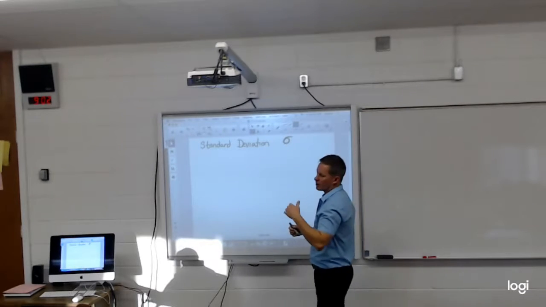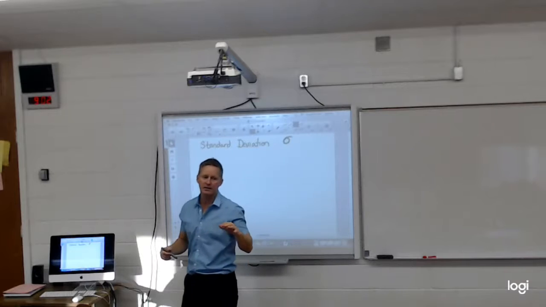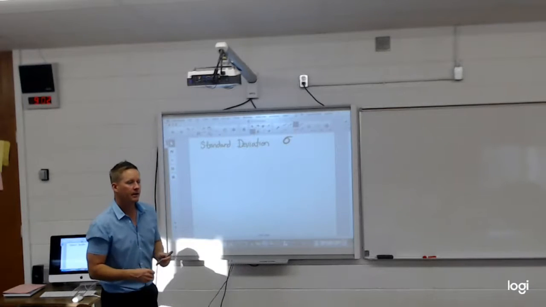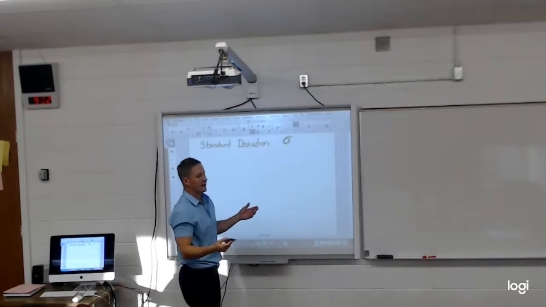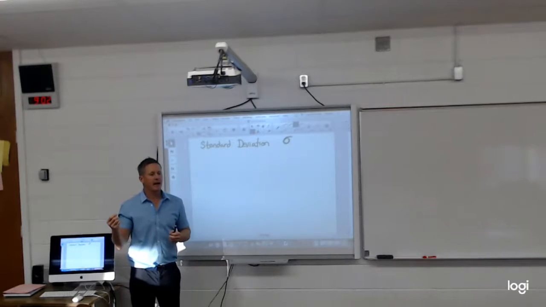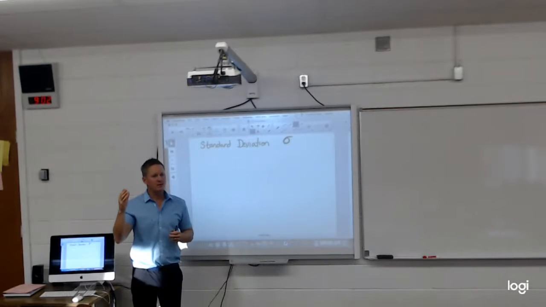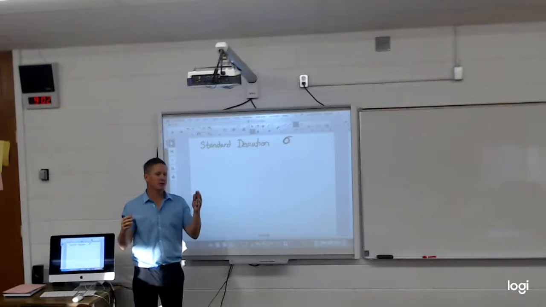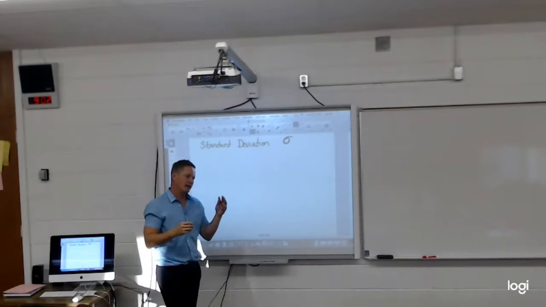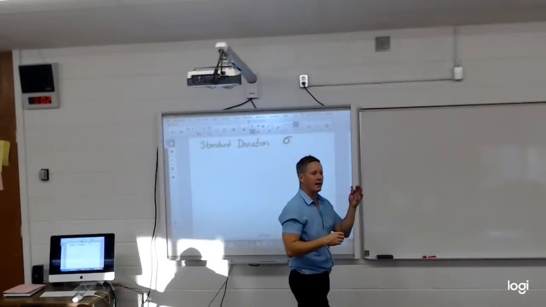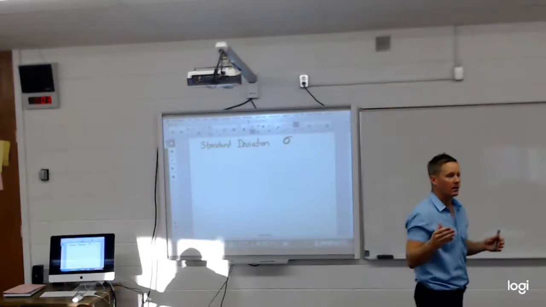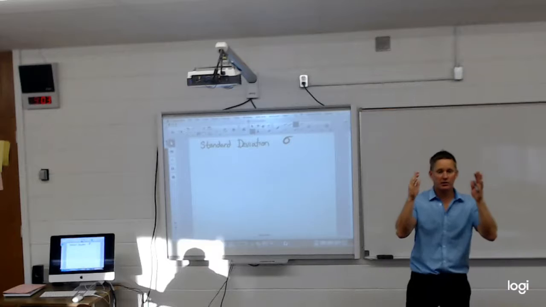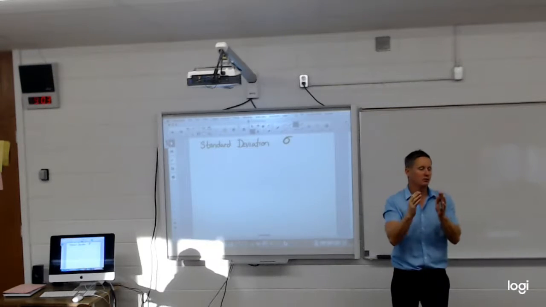So if I took the class average on the last test, let's say the class average was 70. The standard deviation would tell us how many marks were within the range of 68 to 72. And then the standard deviation might tell us how many were in the range of 66 to 74. So the standard deviation tells me how many of the scores are close to the average.